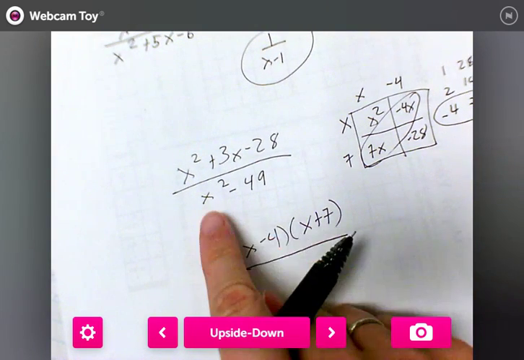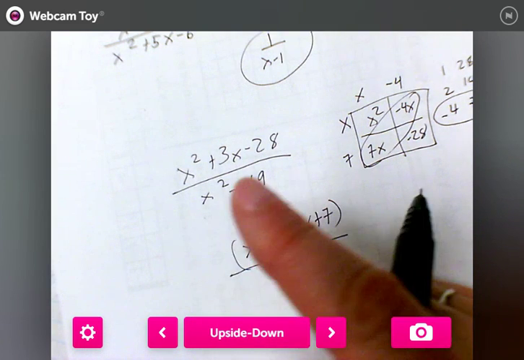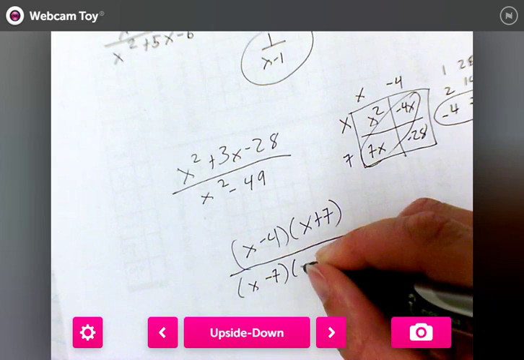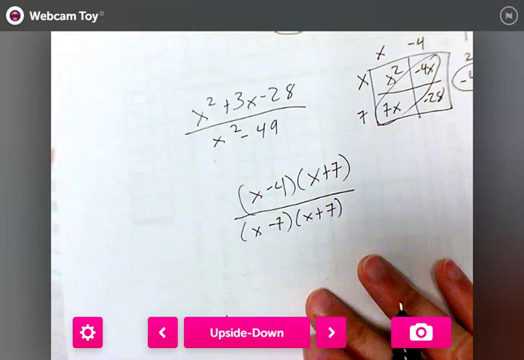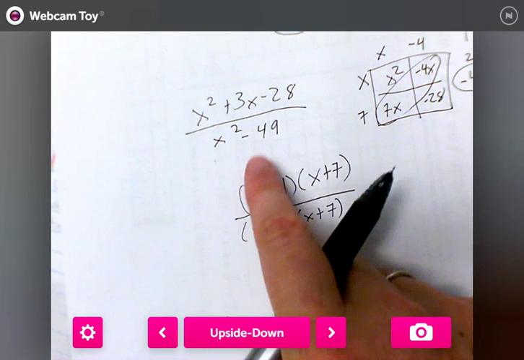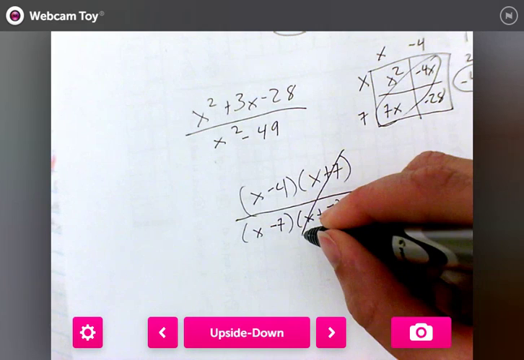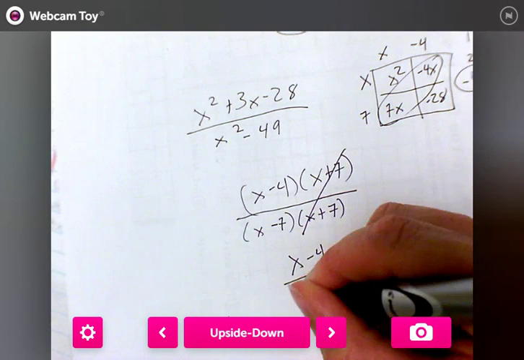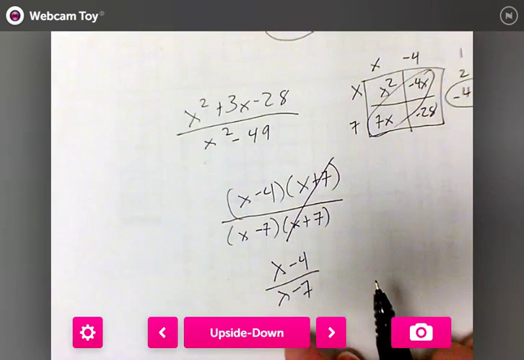Now let's look at the bottom. We've got x squared minus 49. Are those both perfect squares? Remember our shortcut. Then that's x minus 7, x plus 7. Okay? That's our shortcut. We just do the square root of both, make one positive, one negative. We cross out the x plus 7s, and we're just left with x minus 4 over x minus 7. That's the simplest form.